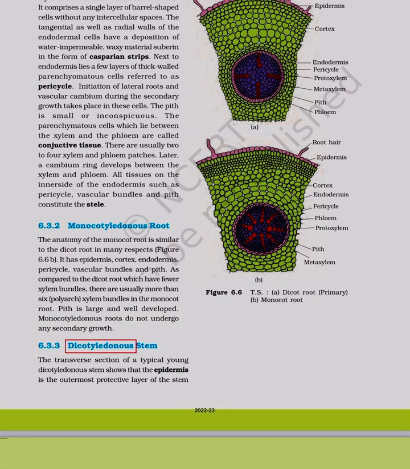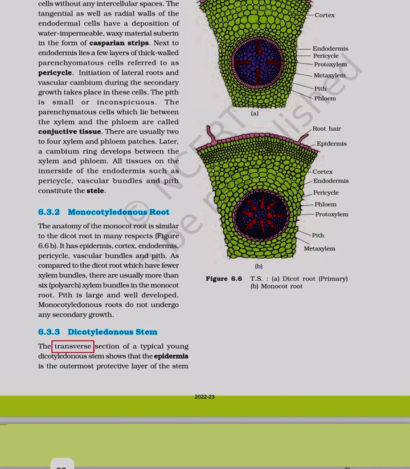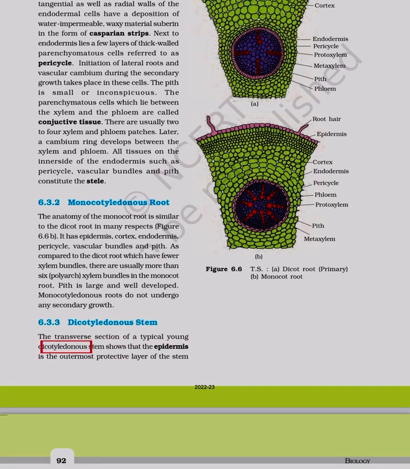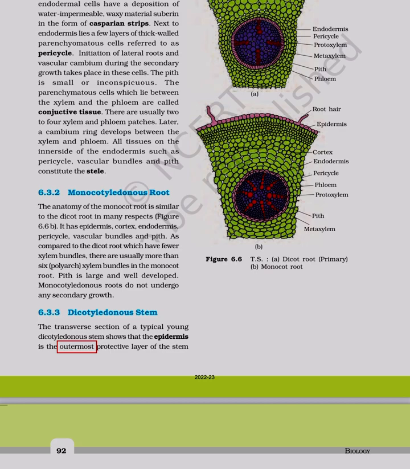6.3.3 Dicotyledonous stem. The transverse section of a typical young dicotyledonous stem shows that the epidermis is the outermost protective layer of the stem.